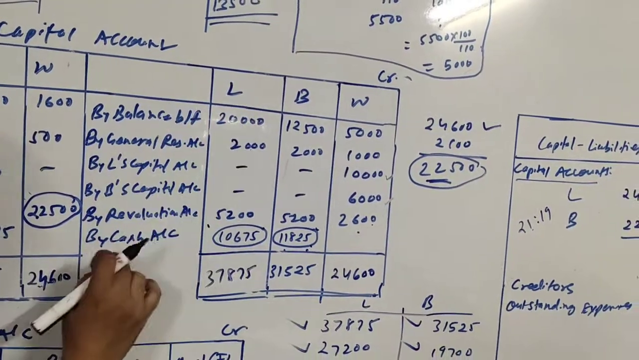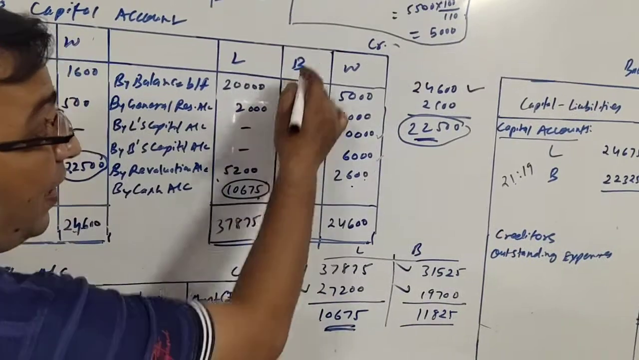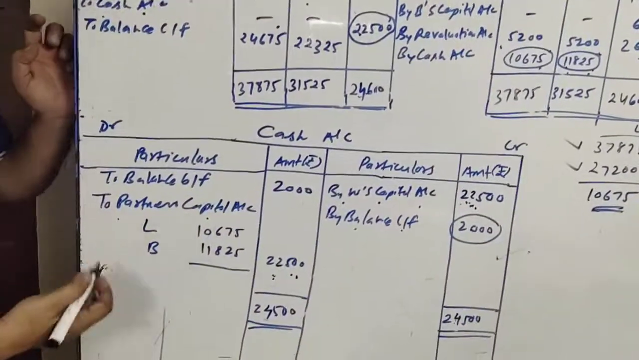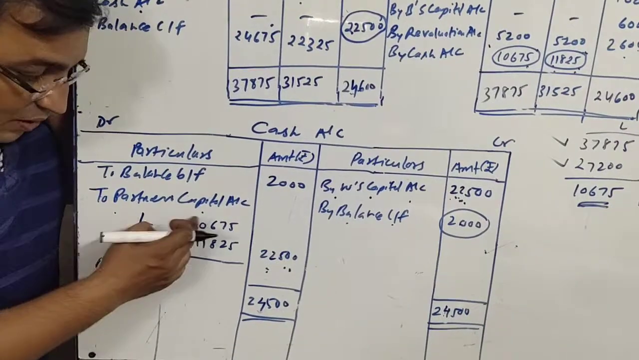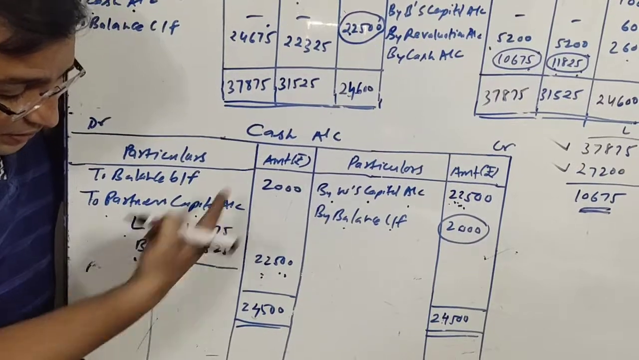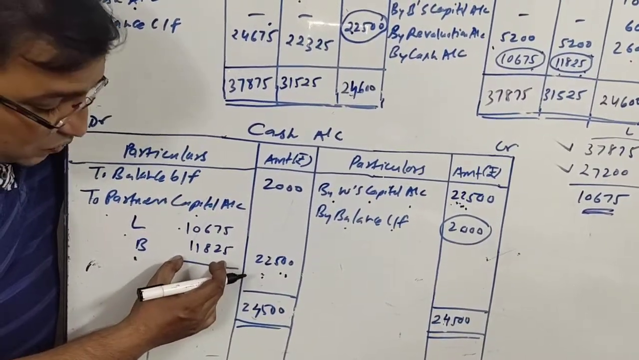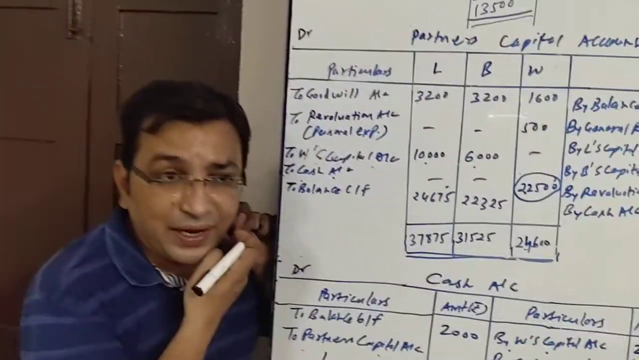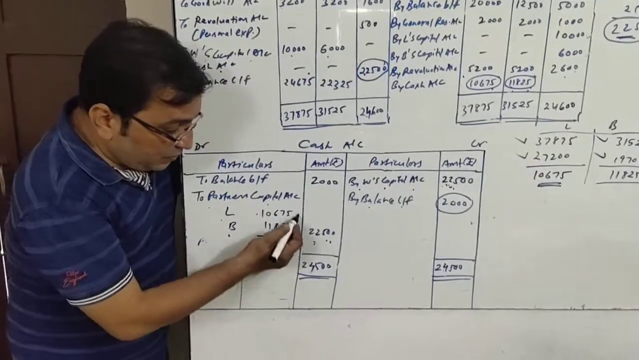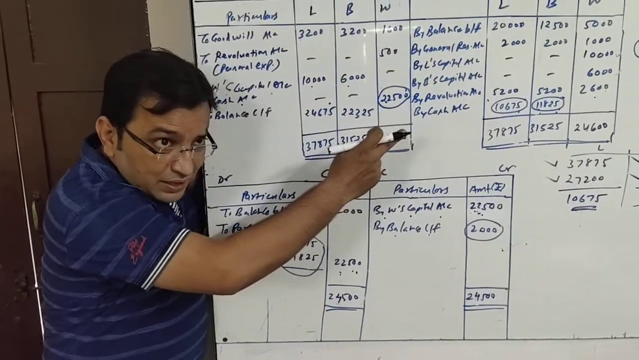Now in the capital account we are writing by cash account 10,675 and 11,825. So in the capital account this is debited. We have already debited L and B 10,675 and 11,825. When we make the total of these two, it will be 22,500. When closing the cash account, at that time I told you we will be working for this. So this amount we have brought from there.